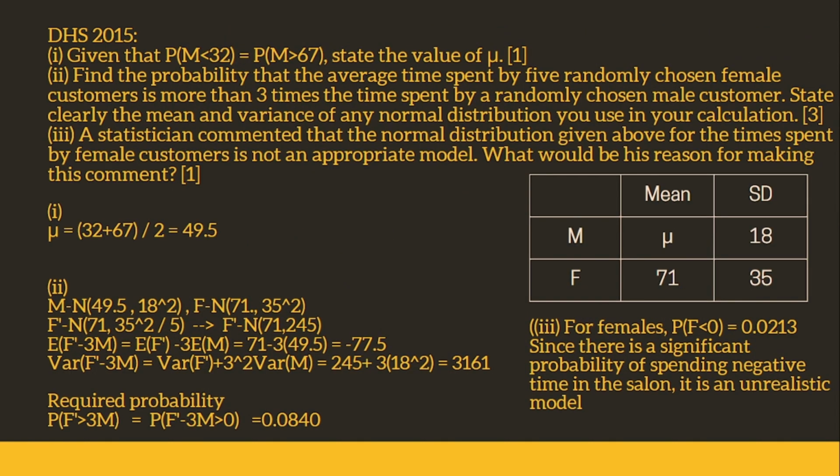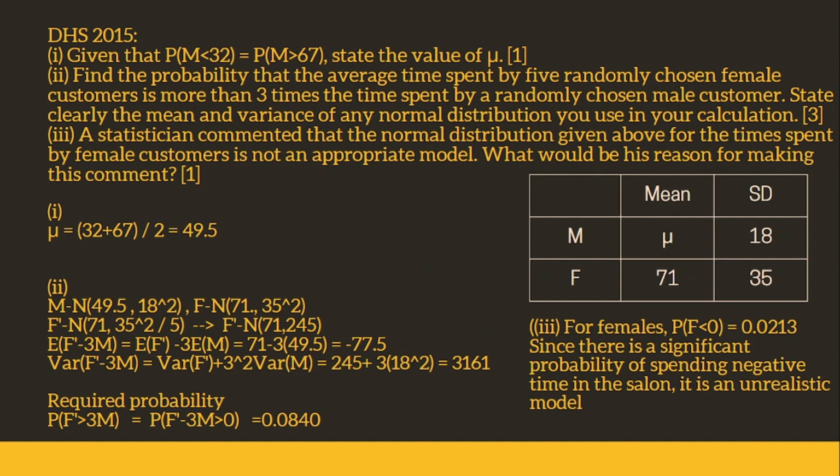So for the first part, we want to find the mu value. Because they already say that the left tail is equal to the right tail, they are equal to each other because of symmetry. So how we find the mu is just going to be 32 plus 67 divided by 2. That will give us 49.5, which gives us the middle value, which is our mu. Then we're going to lay out the information for M and F. So M will have a mean of 49.5 and a standard deviation of 18. Then females will have a mean of 71 and the variance is 35 squared.